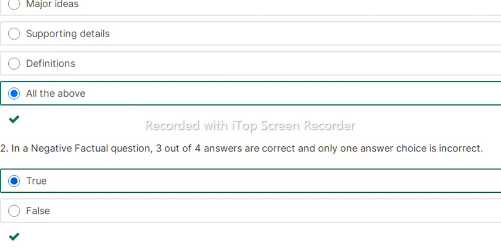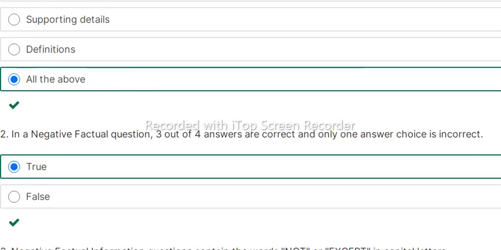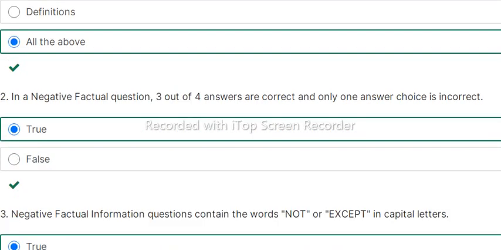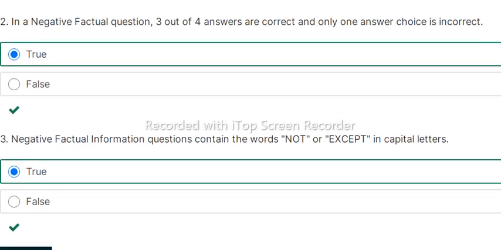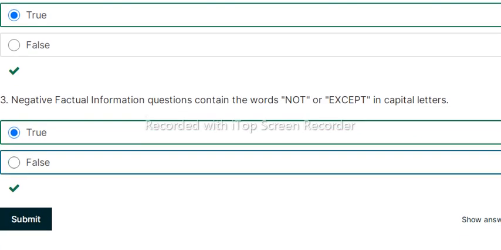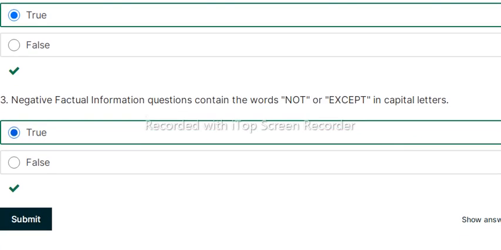A negative factual question. Three of the four answers are correct, and only one answer choice is incorrect. Is it a true statement or false? It's true, yes. Also, we have a negative factual information question that contains the word NOT or EXCEPT in capital letters. Is it a true statement about the negative factual information question? Yes, it's also true. We press true.